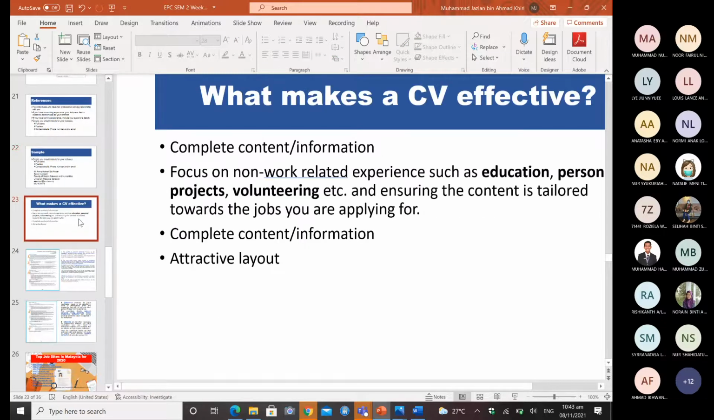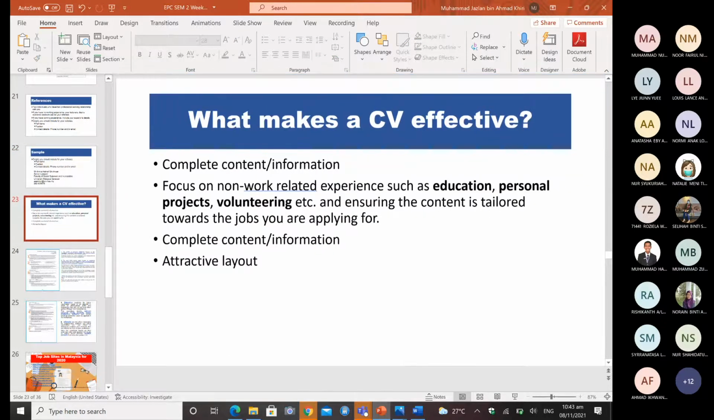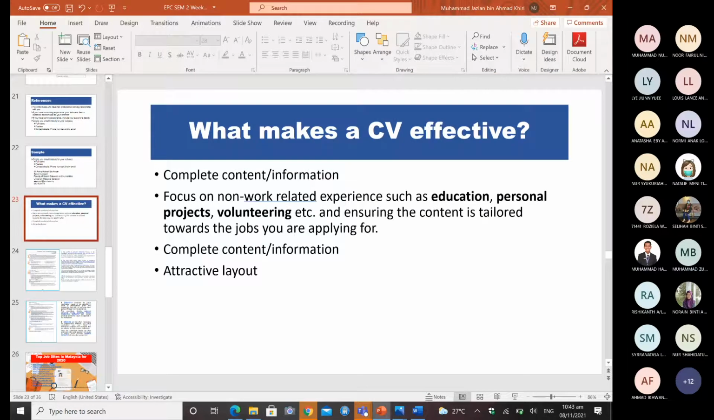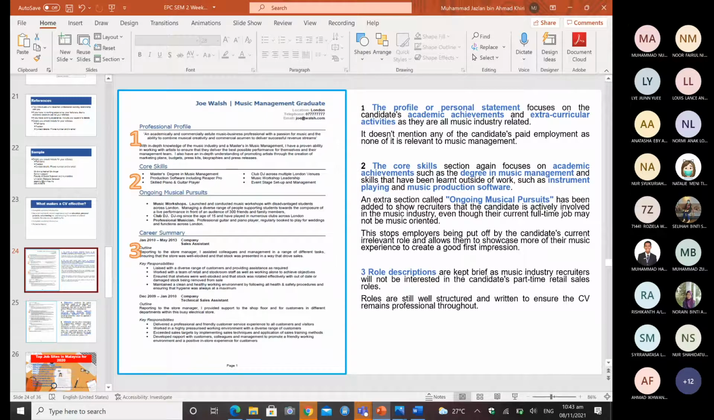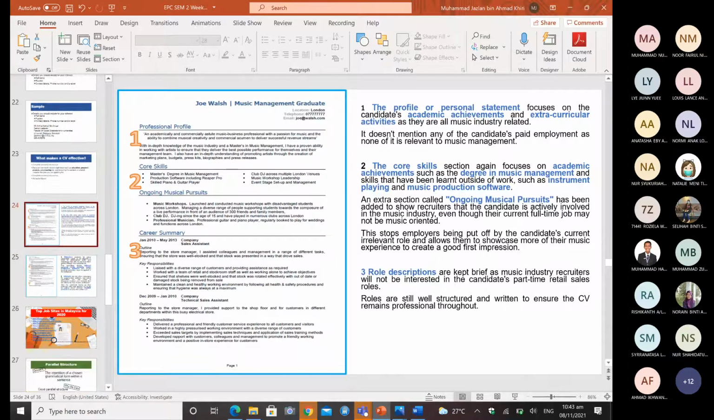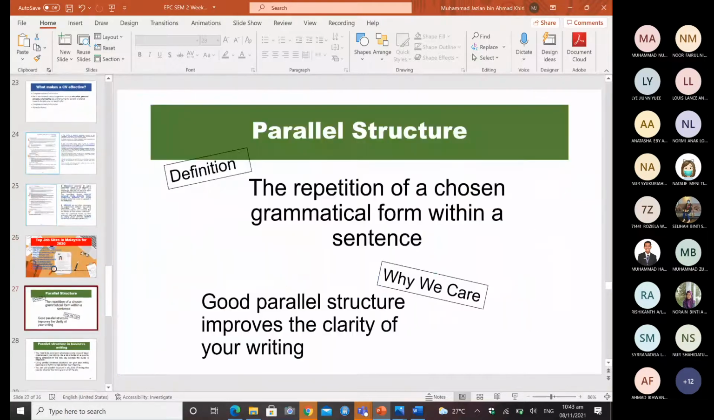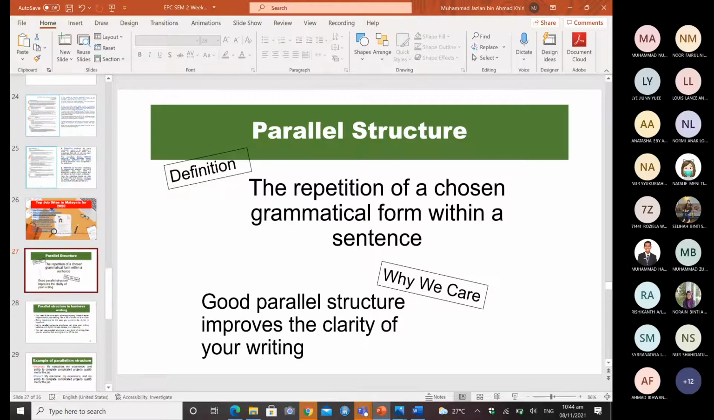In order to make a CV effective, you can also choose to include other details such as projects and volunteering. Make sure that it has a complete contact information and attractive layout. Ladies and gentlemen, the following details here you can read on your own because I have described them in this lecture. However, I want to direct your attention on this one, which is parallel structure in writing. Parallel structure, the definition is the repetition of a chosen grammatical form within a sentence. And good parallel structure improves the clarity of your writing.